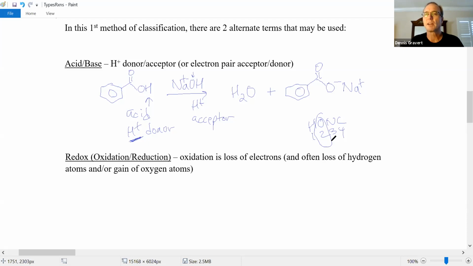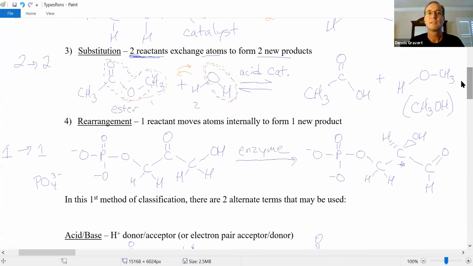What other type of reaction is this? Is this an addition reaction? An elimination reaction? Substitution? Or rearrangement? We start with 2 molecules, carboxylic acid and base, and we ended up with 2 molecules. Ooh, what was the pattern? Those 2 goes to 2? Substitution.